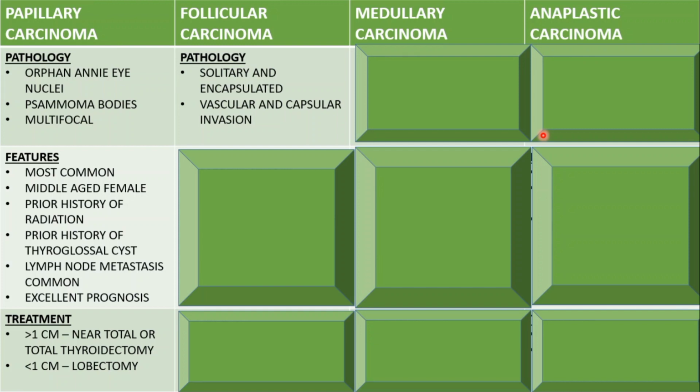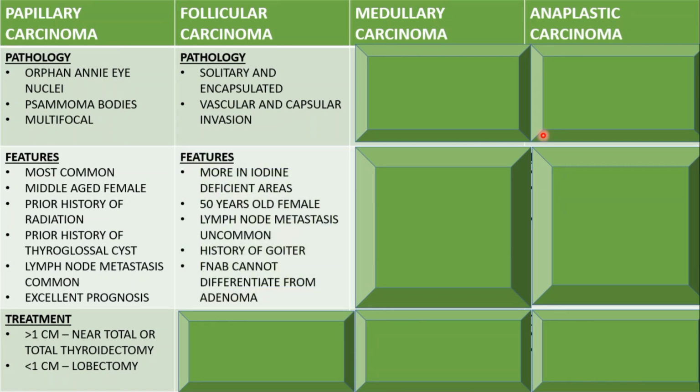This thing cannot be differentiated using a FNAC, that is fine needle aspiration cytology. So, FNAC is not reliable for follicular cancers. Usually, these cancers are seen in iodine deficient areas. Previously, in the mountain regions, we would have seen this, but nowadays it's not that common. And the classical patient is a 50-year-old female.